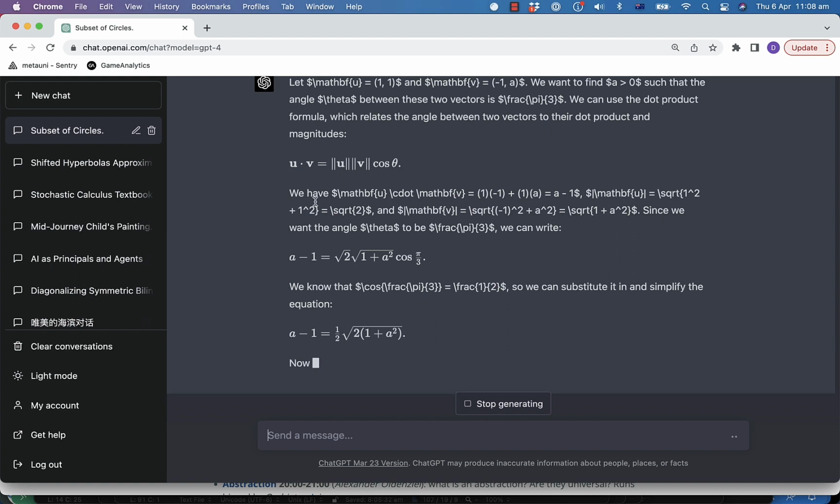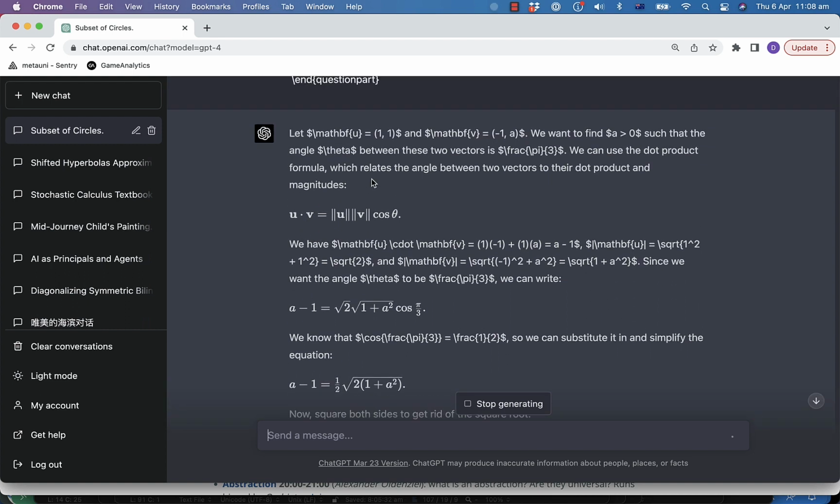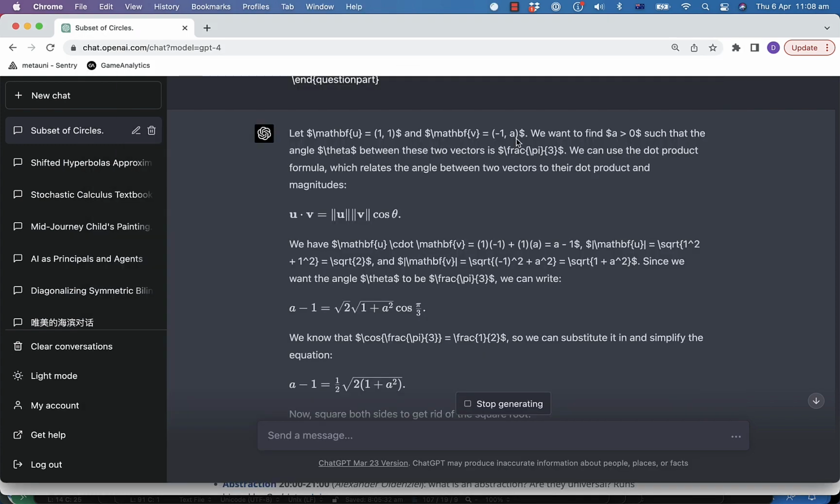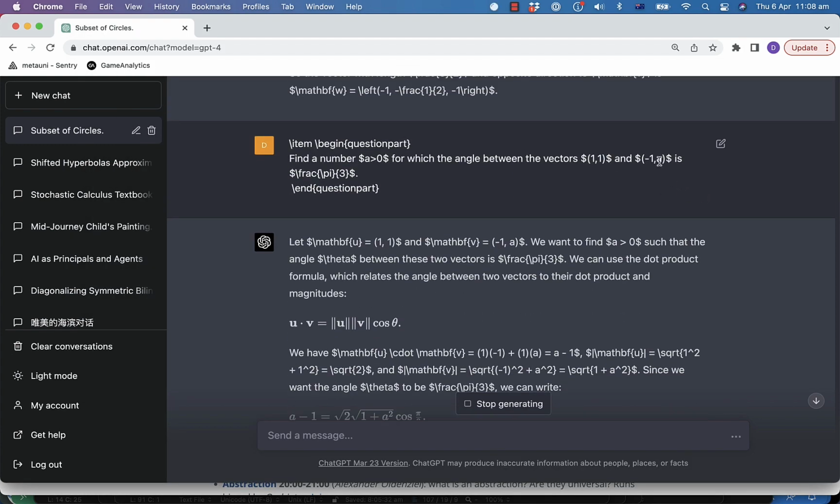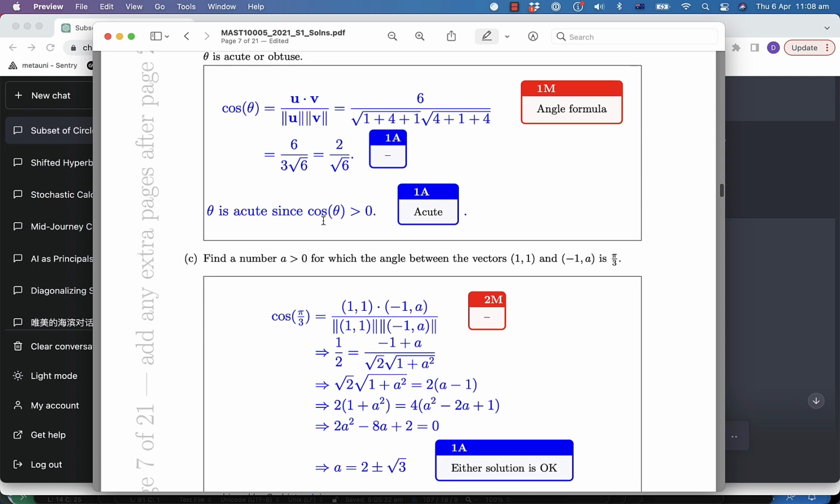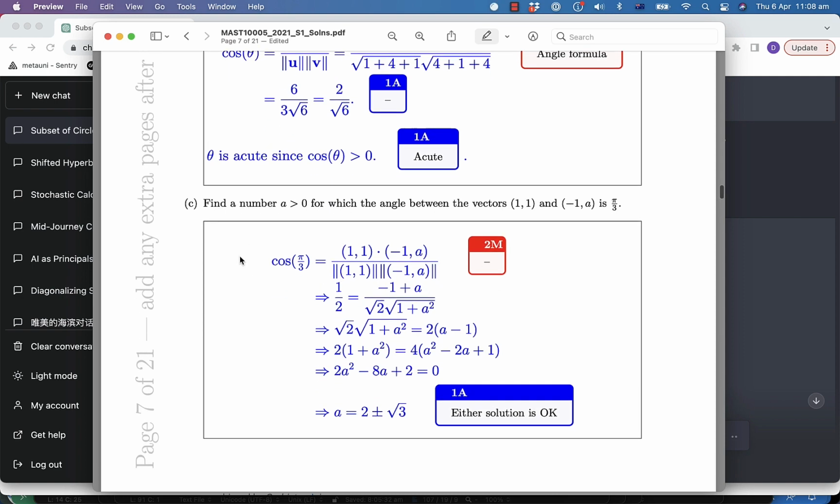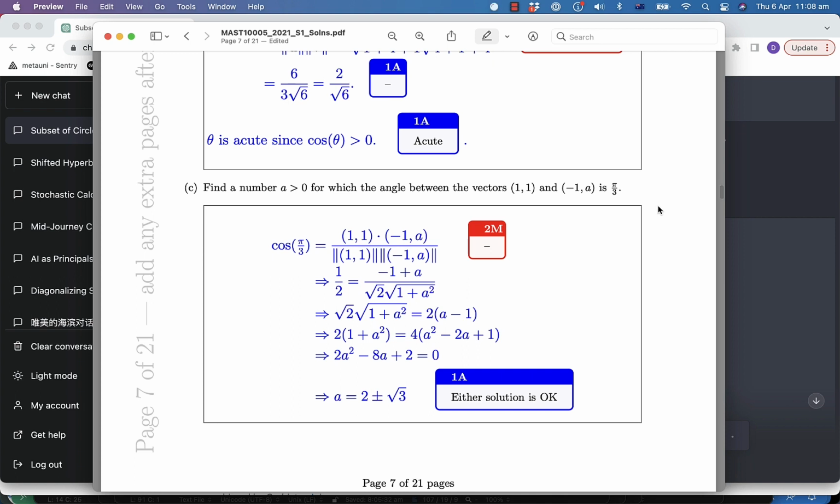Okay, yeah. Did you define it? It's got -1, A. Hmm. Oh, wait. Although... The LaTeX isn't. I gave it C. It's doing C. I pasted the wrong one. Okay, that's confusing. Okay, find the number A for which the angle is pi on 3. Okay, well, this will also be interesting.